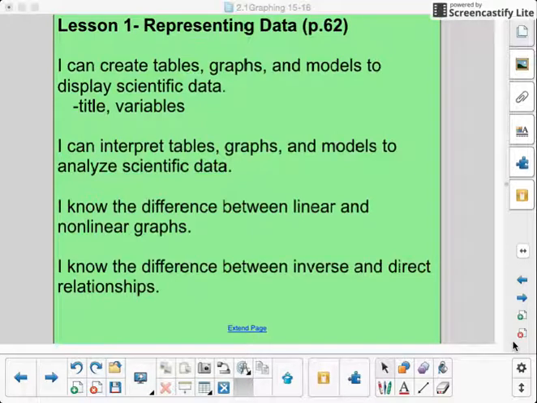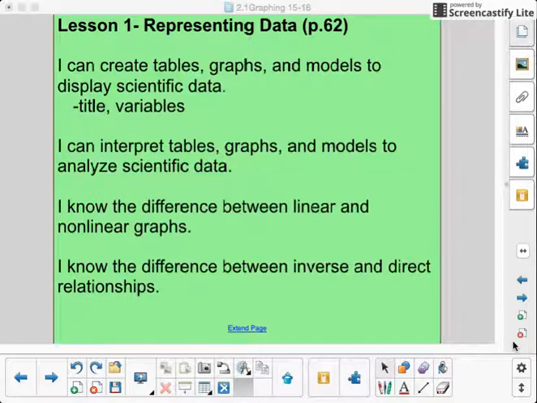The second learning target says I can interpret tables, graphs, and models to analyze scientific data. So to meet that learning target, you need to be able to look at a graph and explain the information it contains, as well as identifying the parts of the graph. The third learning target is I know the difference between linear and nonlinear graphs. And the last learning target is I know the difference between inverse and direct relationships.